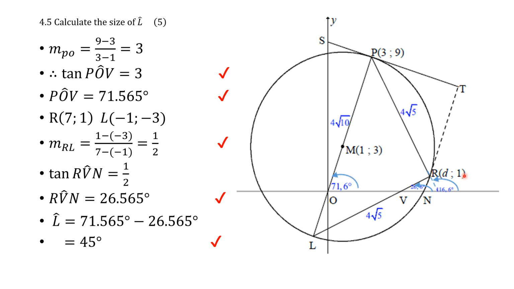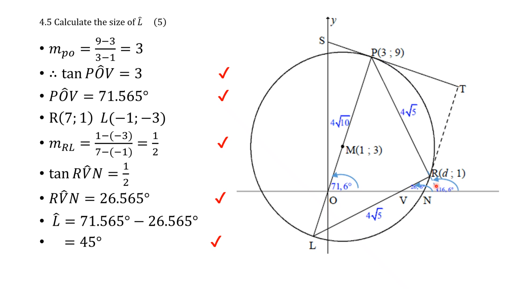And then if I take R and L there, I use those coordinates. Remember, L we found as (minus 1, minus 3) from the previous problem. So there's (7, 1) or (minus 1, minus 3): 1 minus minus 3, and then 7 minus minus 1. So that gives me 1 plus 3, which is 4, and 7 plus 1 is 8. 4 over 8 simplifies to half.